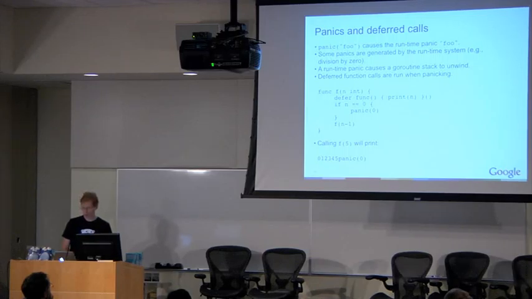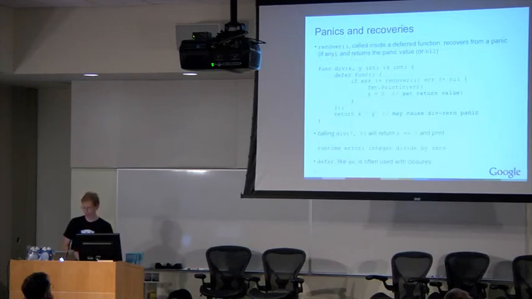even if you unwind your stack through a panic. And so in this particular example here, we have a recursive function that panics once n reaches 0, and then unwinds the stack. But each time the stack is being unwound, it still prints whatever n is. And so by combining this with another mechanism, the recover mechanism, which allows us to test whether there is a panic ongoing and recover the panic value, we basically get exception handling.